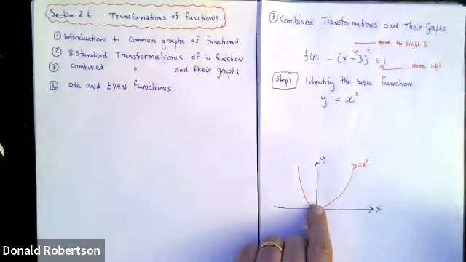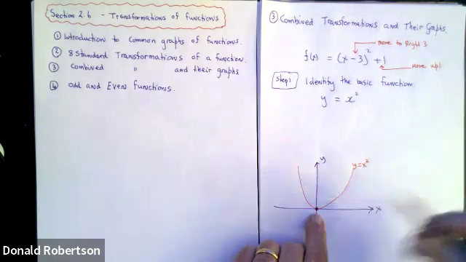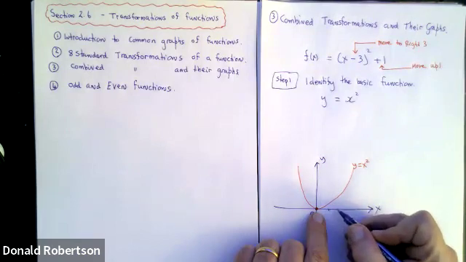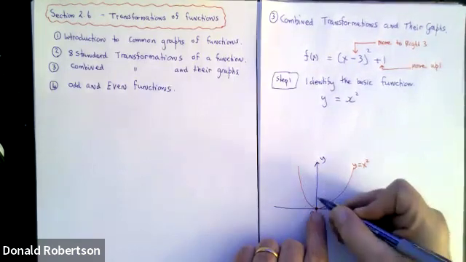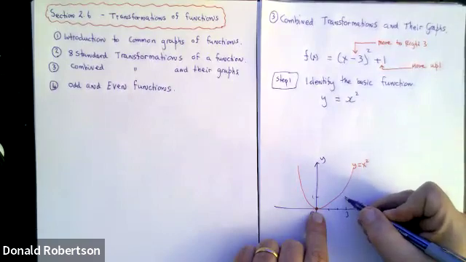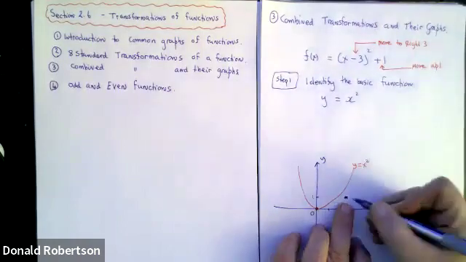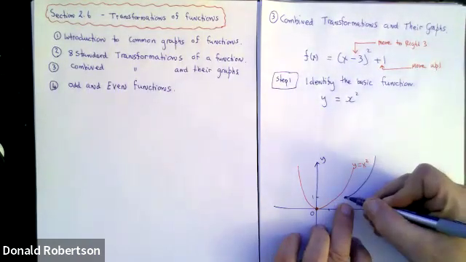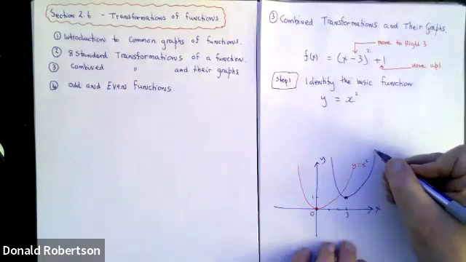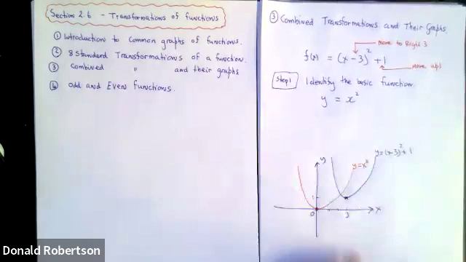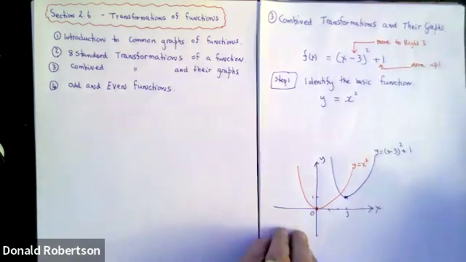So in this case, start with a key point, like that point there at the origin, which is easy to identify, and you would move it to the right 3 and up 1, which would basically take it there. And then, as best you can, try and draw the same curve. So there are two transformations. You move it to the right 3, and then you move it up 1.